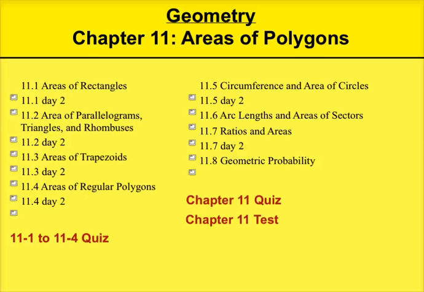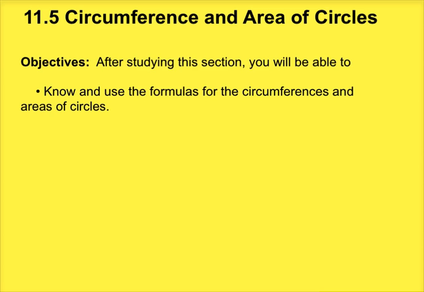Chapter 11, Areas of Polygons. Today we're going to cover Section 11.5, Circumference and Area of Circles. Our objective for today will be to know and use the formulas for the circumferences and areas of circles.